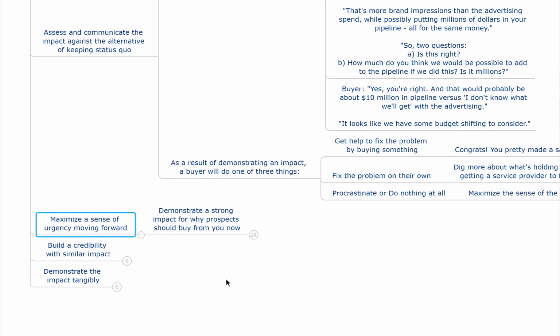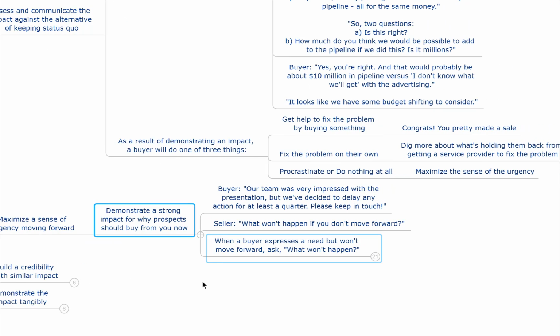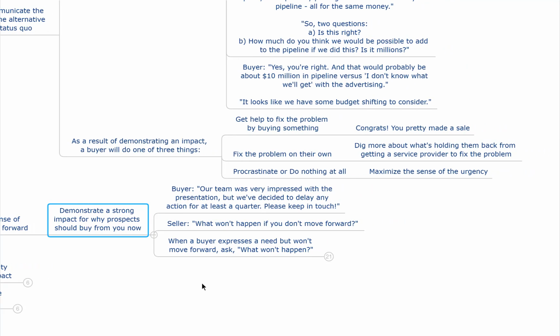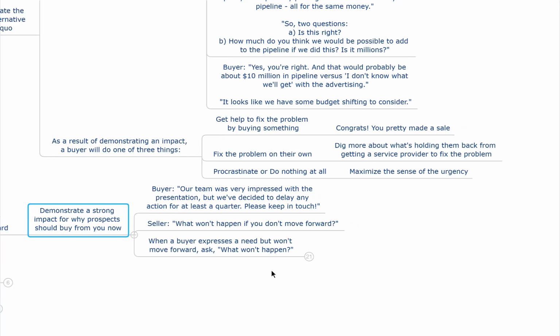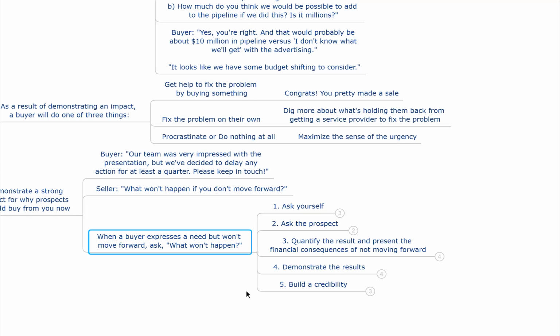Demonstrating a strong impact for why a prospect should buy from you now is one of the important skills for you to have as a seller. For example, a buyer might say, "Our team was very impressed with the presentation, but we've decided to delay any action for at least a quarter. Please keep in touch." Seller then says, "What won't happen if you don't move forward?" Just like this, when a buyer expresses need but won't move forward, ask this question: what won't happen?